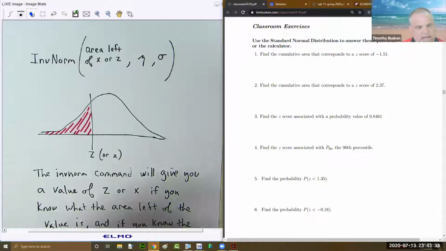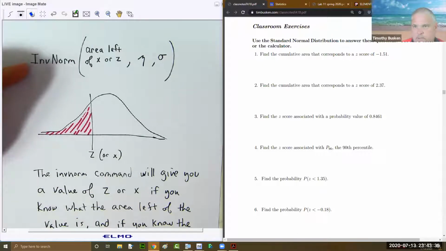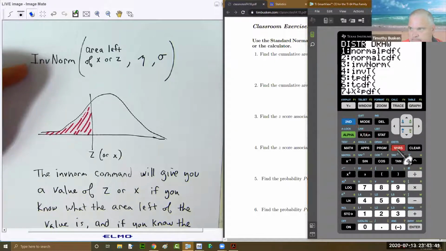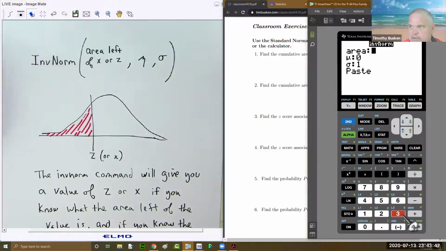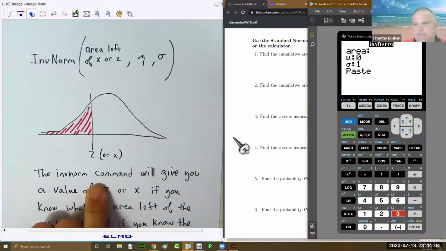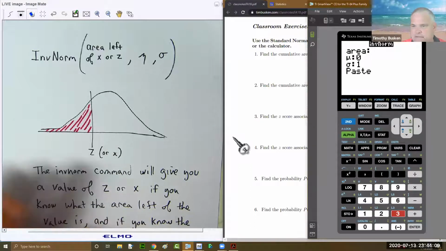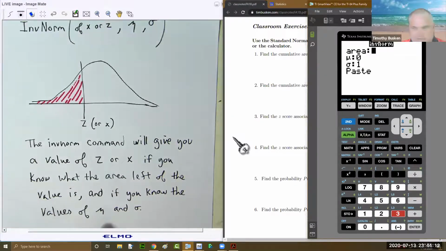You've got a calculator command called inverse norm, and to access it, you just press second, vars, and you can see that it's 3. Second vars 3. For this calculator, you'll get this settings window for inverse norm. You need to know what the area to the left of the value of Z or X is that you're finding, and you also need values for mu and sigma. This command will give you a value of Z or X if you know the area left of the value, and the values of mu and sigma.